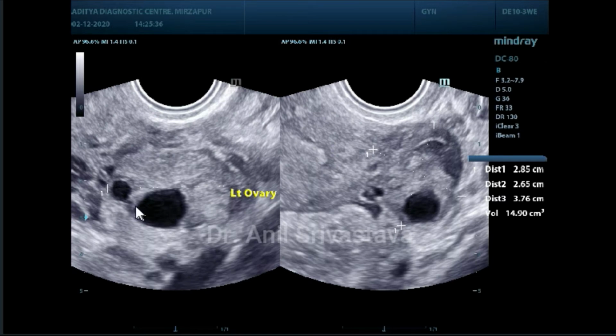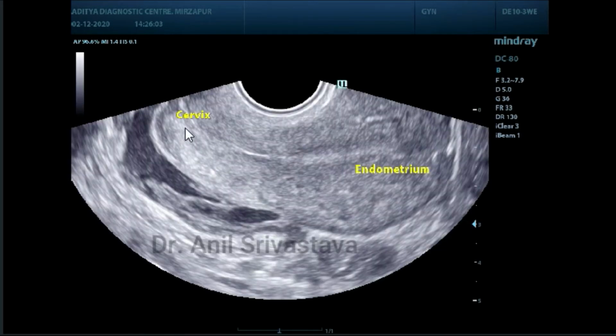This is left ovary with multiple small follicles. This is left ovary. This is empty endometrial cavity and endocervical canal. This is the cervix, uterus.